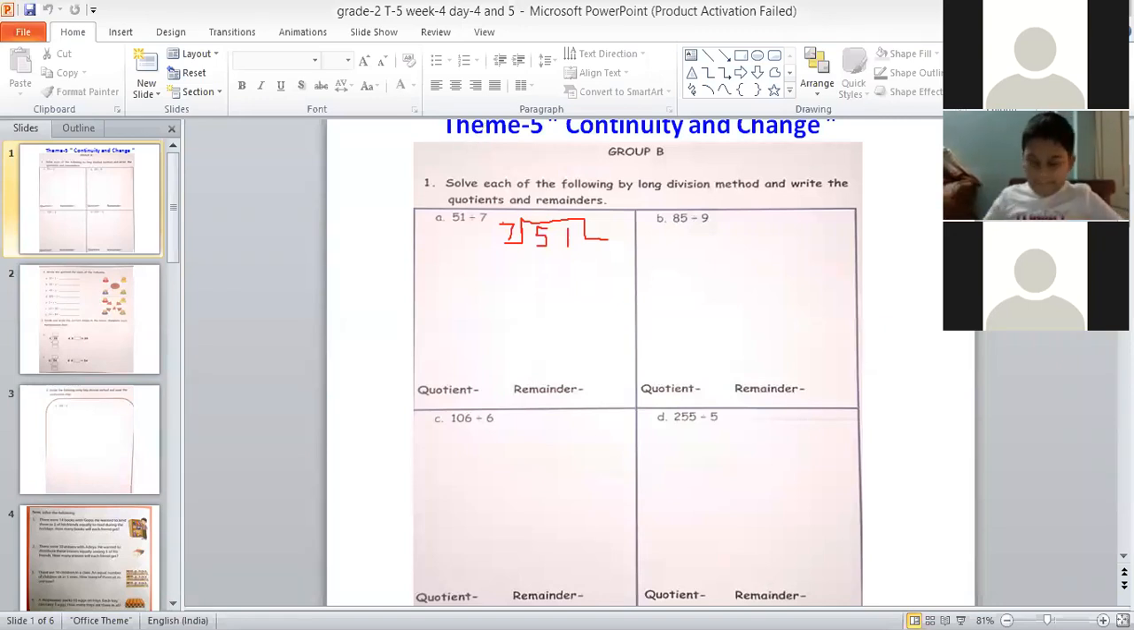Akshat? Ma'am? Now tell me which number is smaller than 51 and nearest to 51. 49, ma'am. Yes, if you recall the 7 table, children, you will find that 49 is the number which is smaller than 51 and also nearest to 51. So we will write that 7 up and we will write this 49 below this 51.